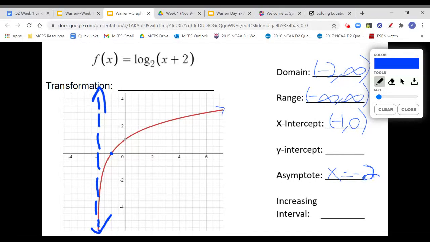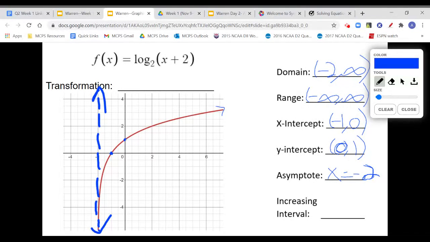The next thing we're asked is the y-intercept, and just like I said in the last problem, if I translate to the left, you will in fact find y-intercepts. So looking at this problem, I can see that the function does cross the y-axis, and that happens at this point right here, and that point happens to be (0, 1).